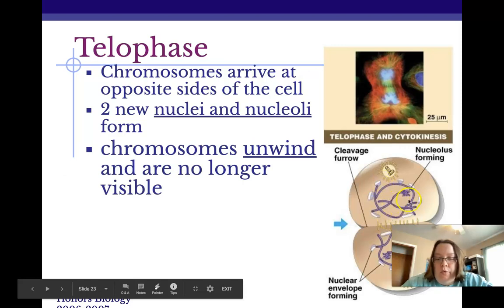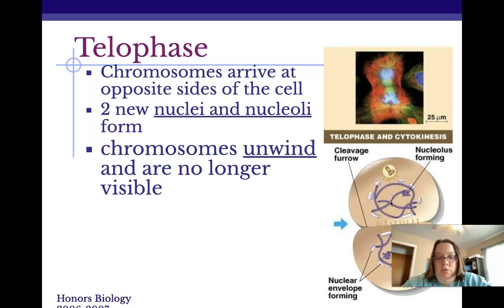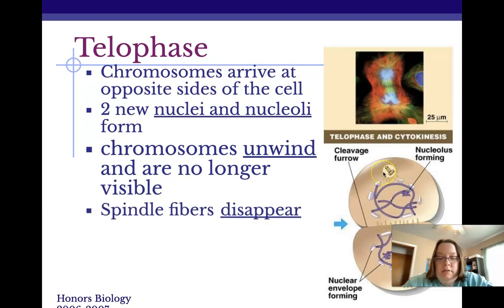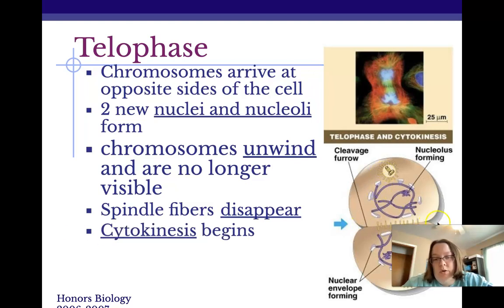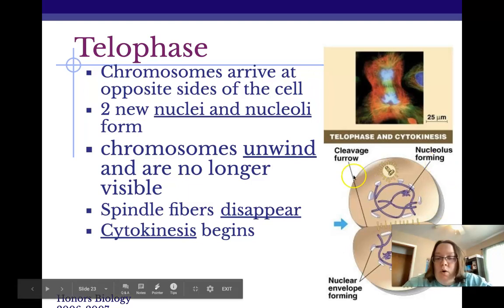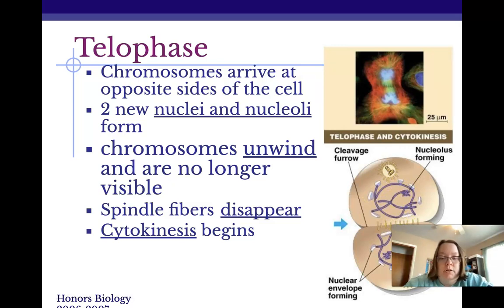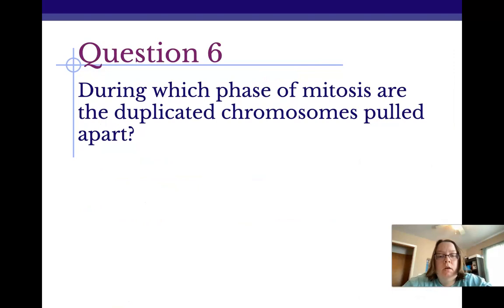Chromosomes are starting to unwind. We no longer see those visible chromosome X structures. The spindle fibers are now disappearing. Things are starting to look more normal. But we're also seeing the beginning parts of division where our cell is going to start to pinch a little bit. And again, this is the last step. Mitosis is done after telophase. We only have one cell, but two nuclei. So again, mitosis is nuclear division, the division of the nucleus.